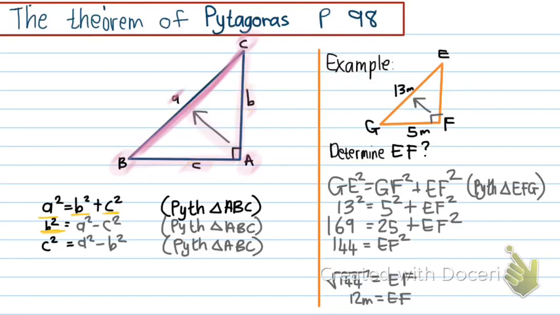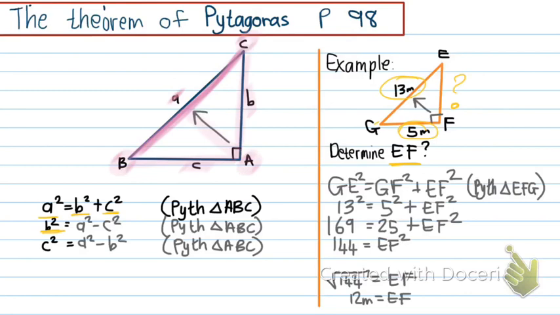Okay, now let's look at an example. The example here on the right hand side, I have triangle GEF, and they're asking me to determine side EF. Okay, so I have GE, I have GF, I want EF. Okay, so first I identify that I have the hypotenuse, so I'm going to subtract to get EF.